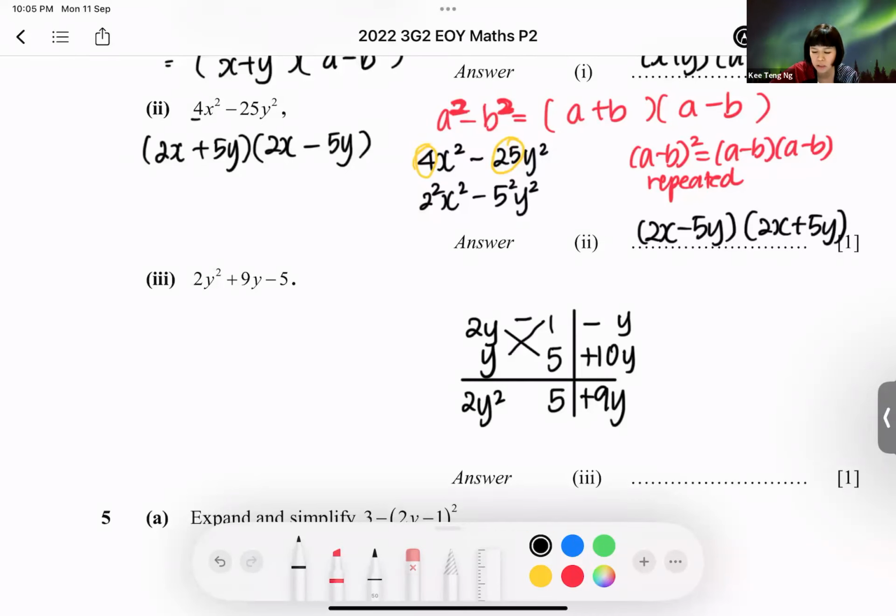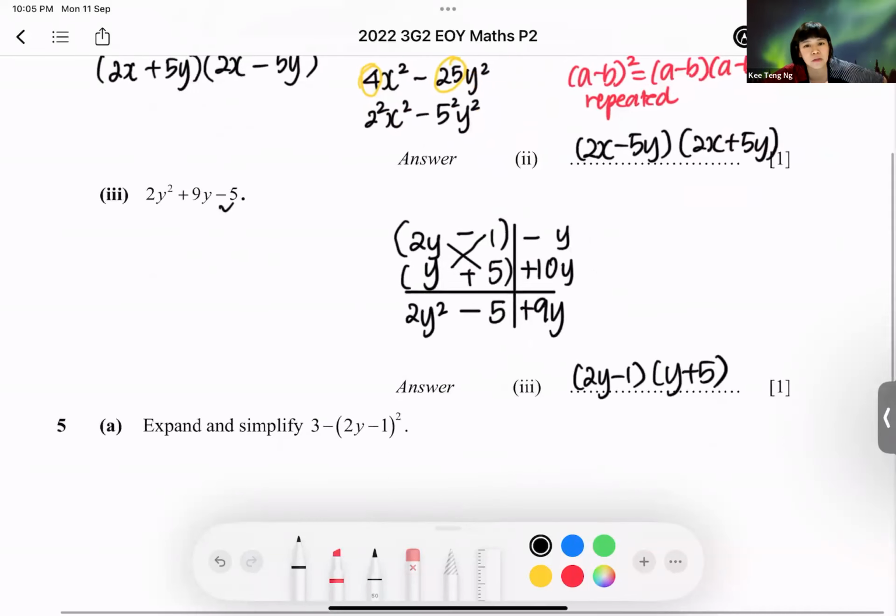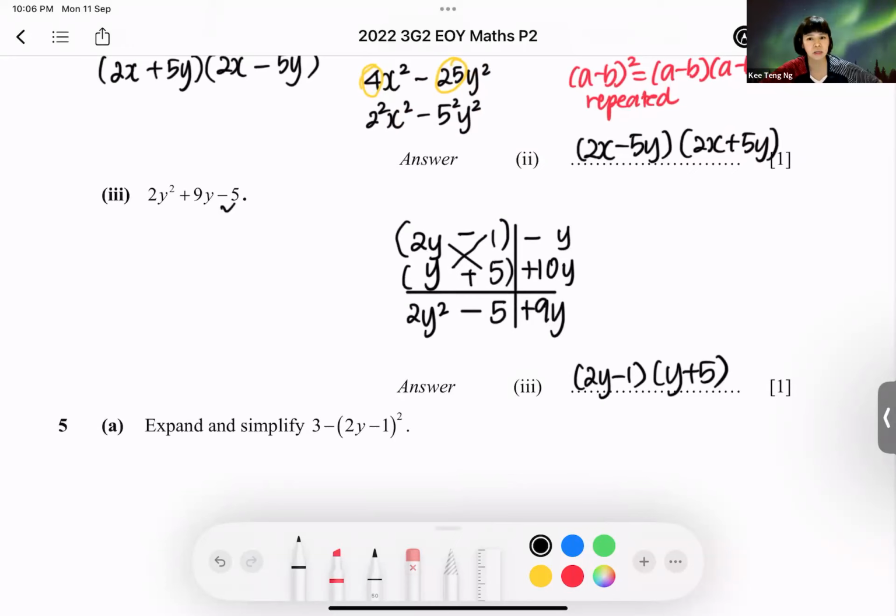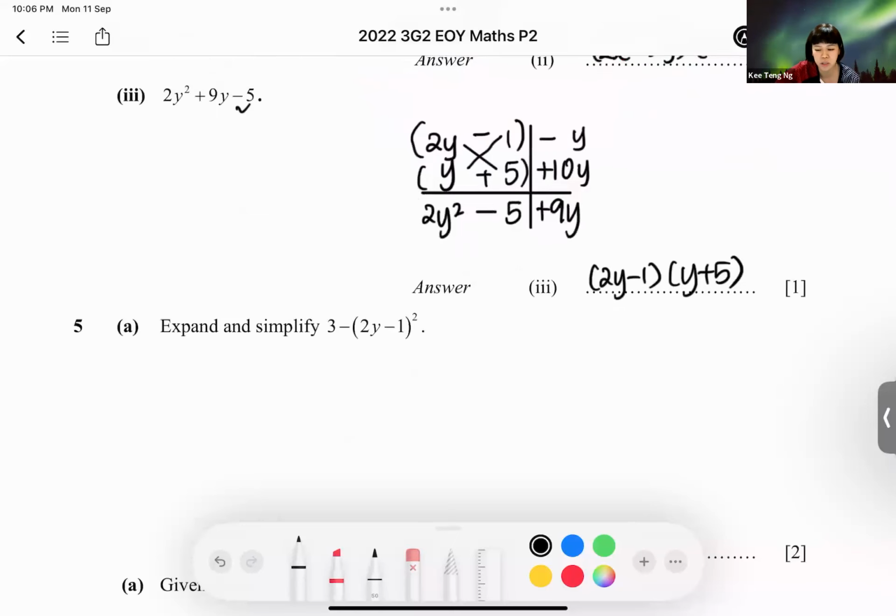So we've got negative and positive. Negative times positive is negative. Oh, this is negative, correct, I check. Then where's my brackets? 2y minus 1, y plus 5. So 2y minus 1, y plus 5. Have you gotten your answer? You'll notice that there's only one mark over here. So if you press your calculator and then you key the answer, you should be able to get a mark as well. Okay. Next question, question number 5.